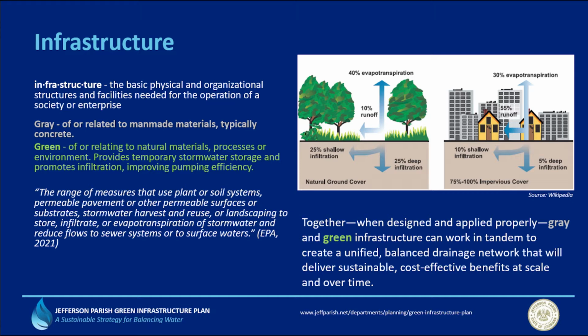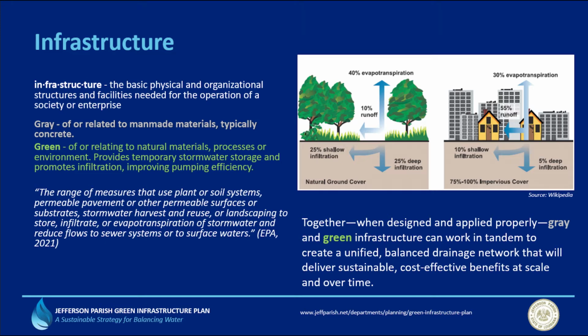Green infrastructure enhances our system of gray infrastructure by reducing the amount of stormwater that reaches our drainage system, allowing infiltration into the soil and filtering pollutants from stormwater runoff. Together, when designed and applied properly, gray and green infrastructure can work in tandem to create a unified, balanced drainage network that will deliver substantial, cost-effective benefits at scale and over time.